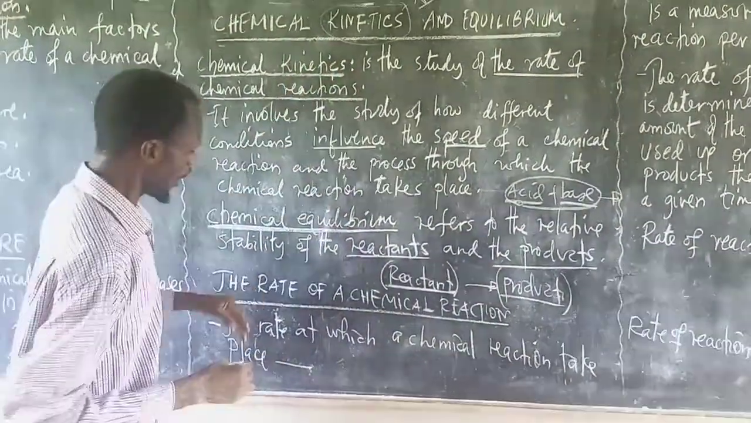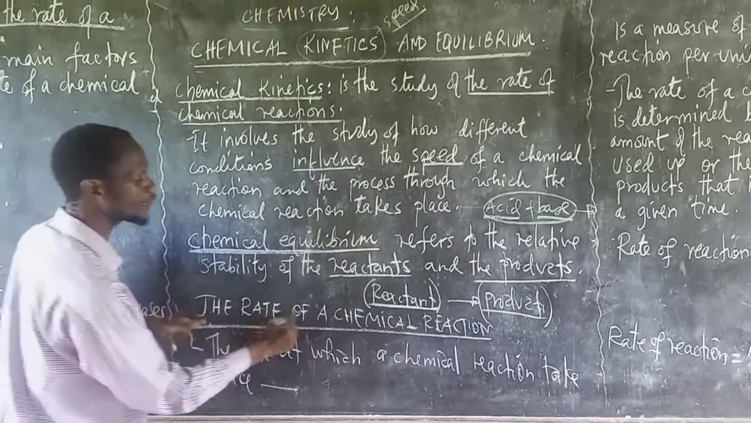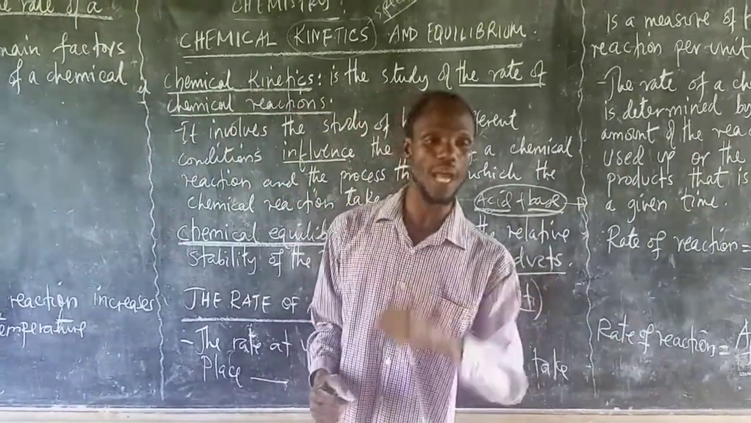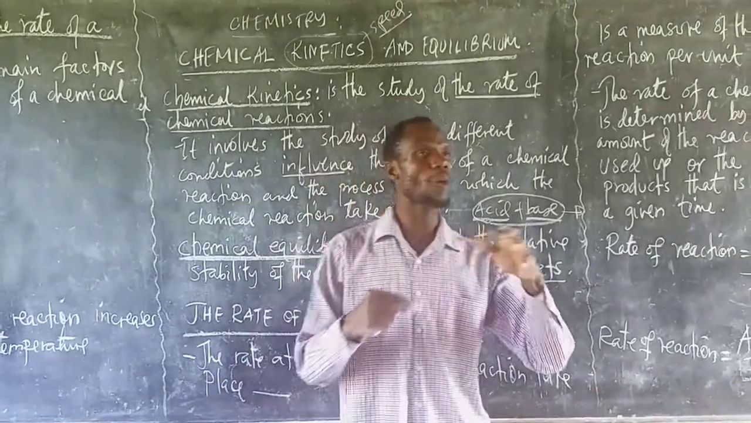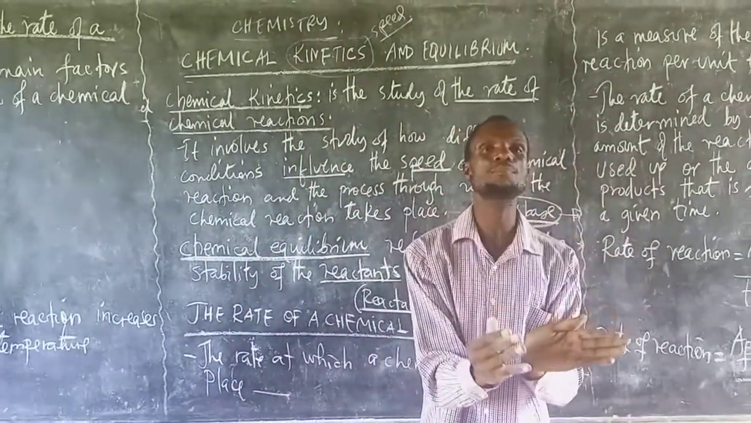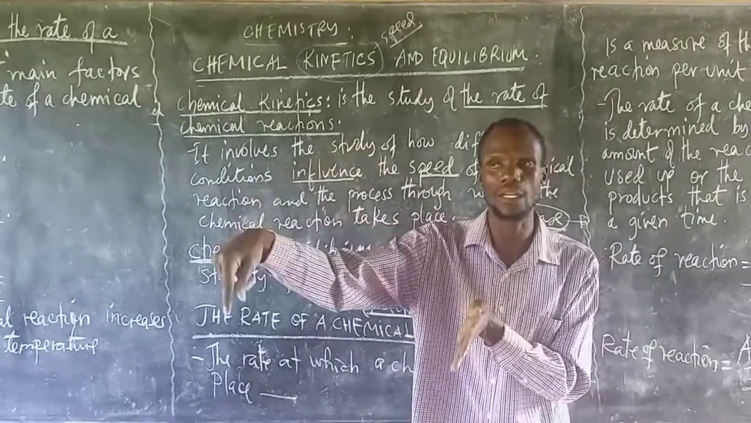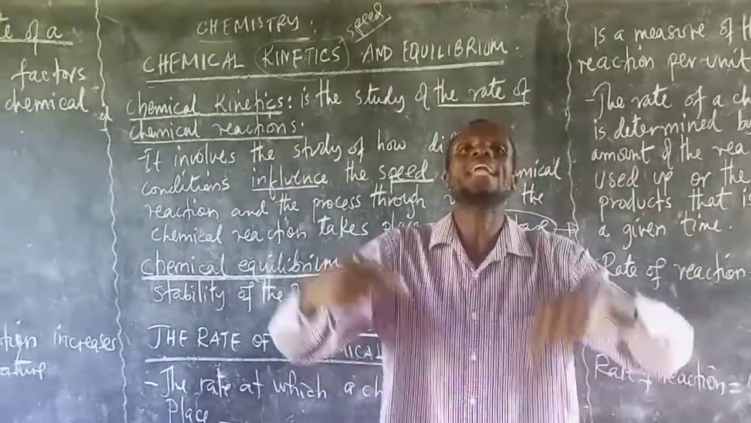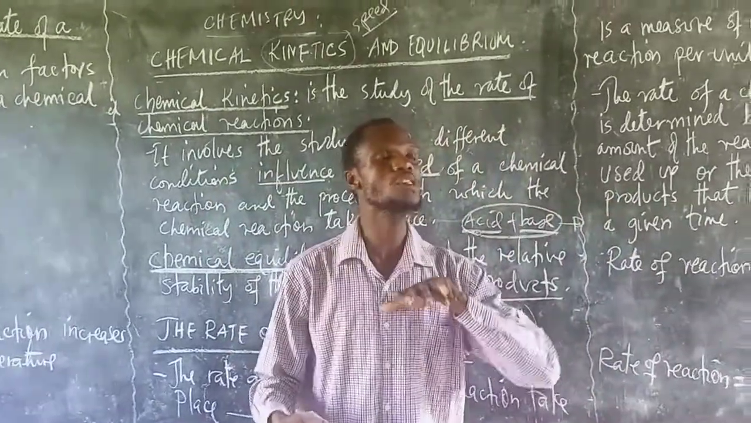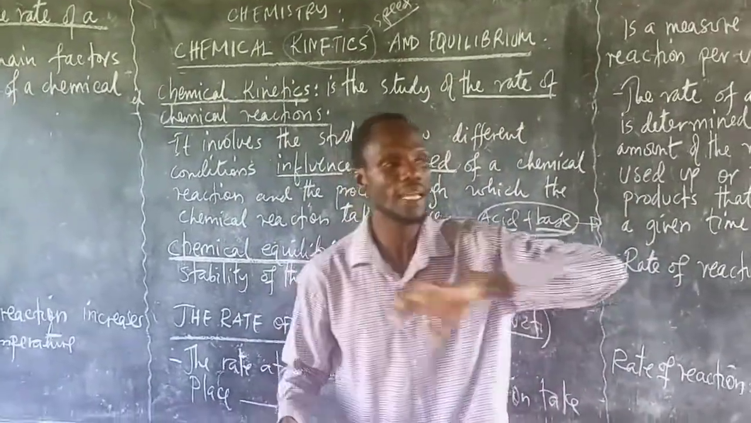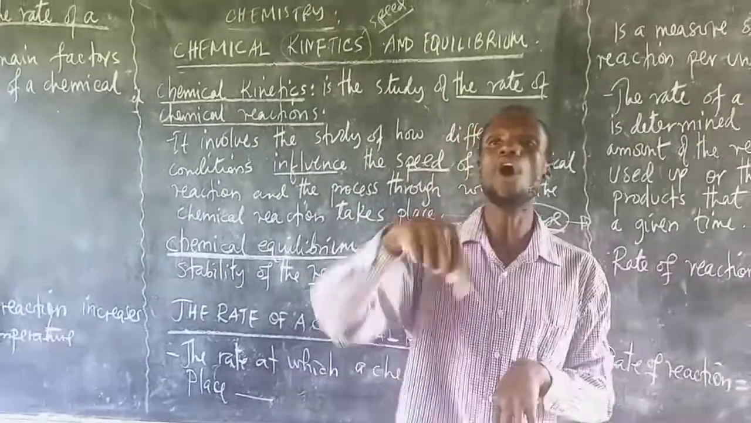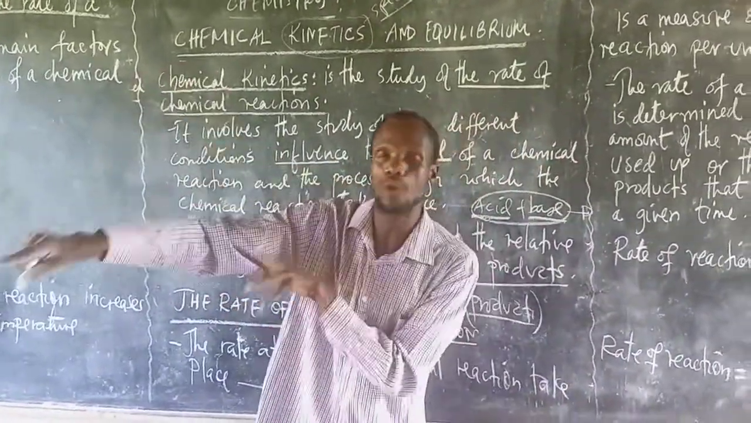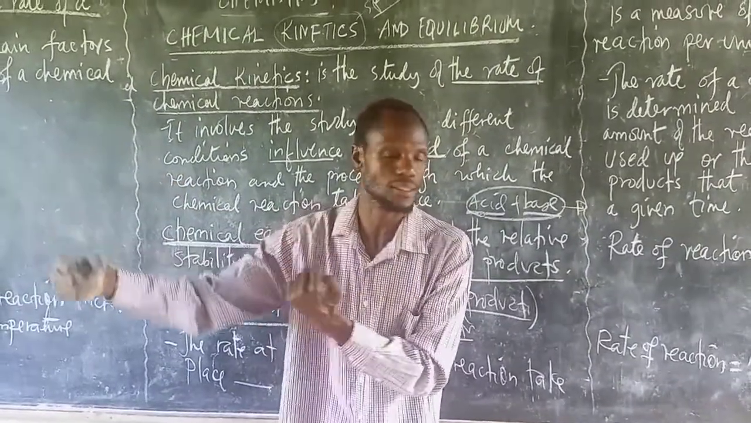For the first time, we are going to consider the rate of chemical reactions. When we discuss the rate of chemical reaction, we are talking about the reactants that are used at a given time, or the product that is formed at a given time. So we are considering the time taken to use up the reactants, or the time taken to produce the product.